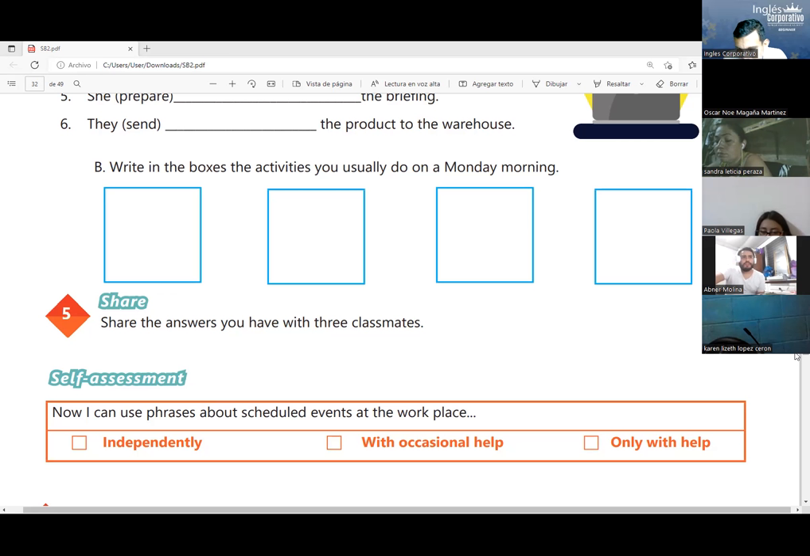First, on Monday morning, I usually have a meeting. Meeting. Excellent. And second, on Monday morning, I always, no sé si es correcto decir, drop my son off at the care. ¿Recoger o ir a dejar? Dejar.